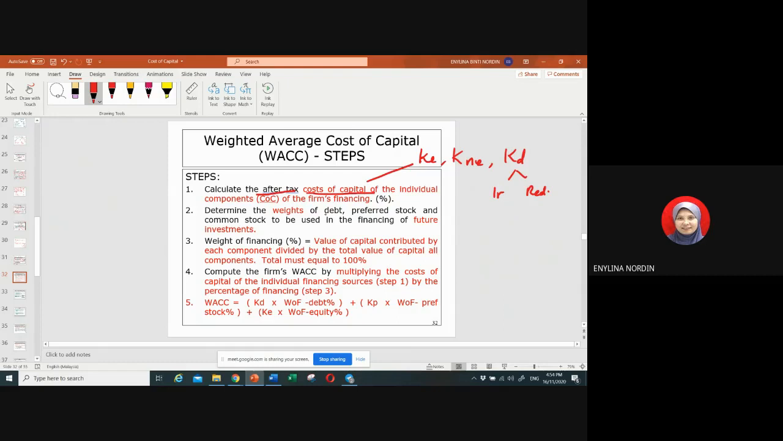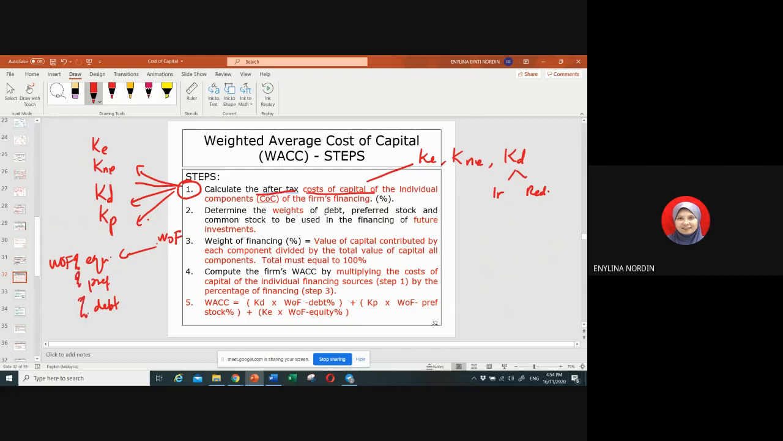Okay, so for the first one here, this is the cost of capital, depending on whether it's KE or KNE or KD, right? Or KP if we have preferred stock. Once we get this value, we proceed with the weightage of financing. In short form, we put it as WOF. Then you determine the WOF for equity, common equity, preferred stock, and also for the debts: how many percent for each component over the total requirement.